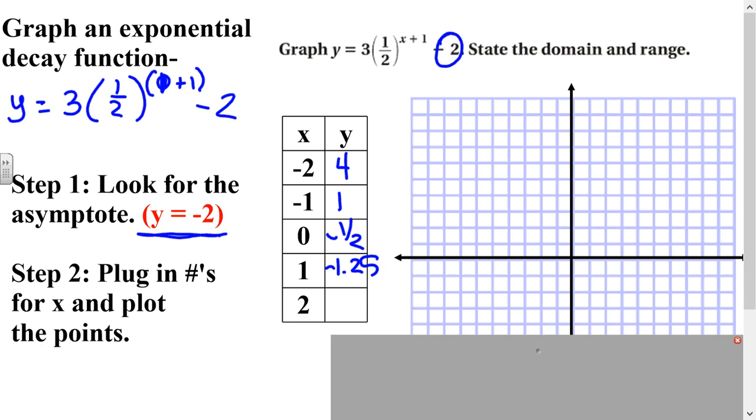So 3/8 minus 2 would be -1.625. Now make sure you're plugging these into the calculator and getting these same results. So you might want to pause the video, put this in the calculator, and make sure that you're doing it right. Otherwise you might make a mistake on the test that you don't want to make.